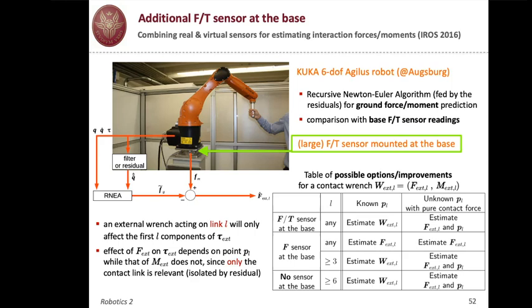In this same case, if you don't know the point of contact and you assume that there's only a pure force being applied, then you can estimate this pure force, and you can also estimate the contact point, much in the same way that we have seen before. And this is if you're contacting at link 6 or beyond. So you have at least 6 components of the residual. This is what we just learned. And this is the case of no sensor at the base.